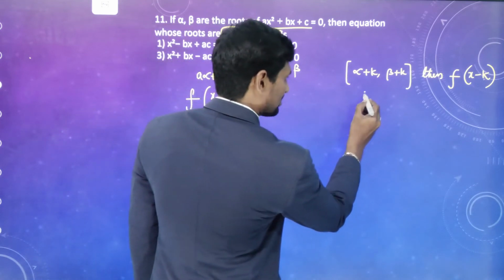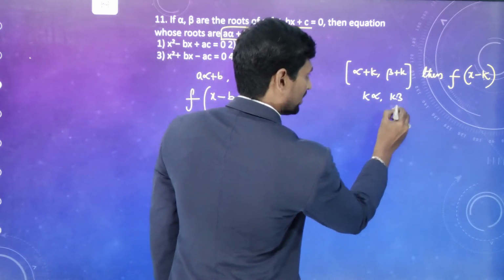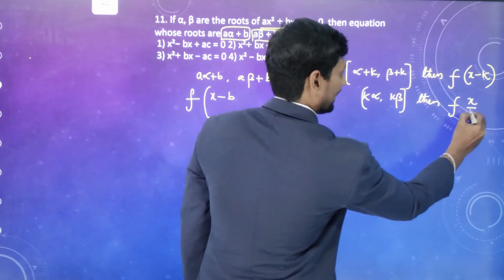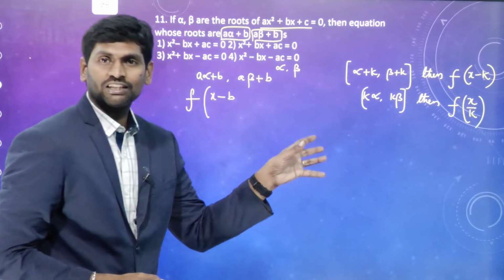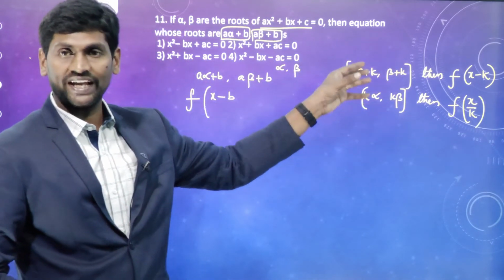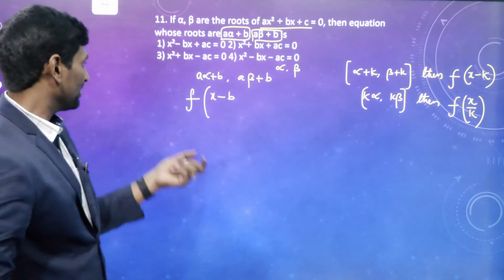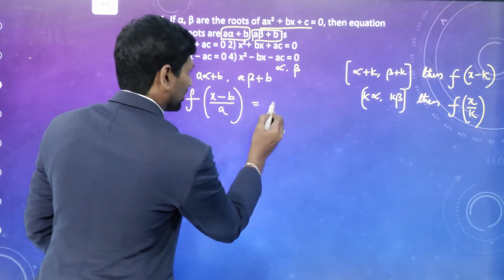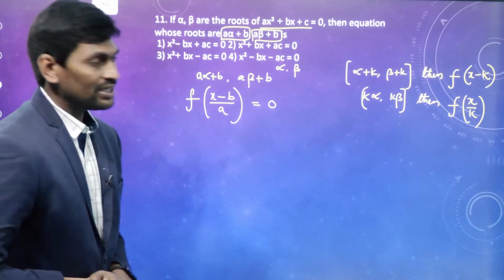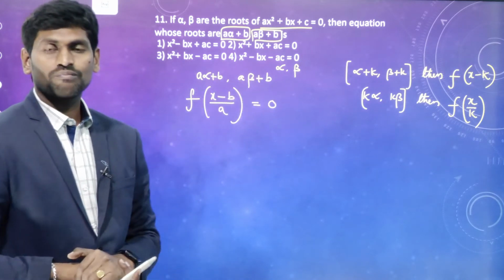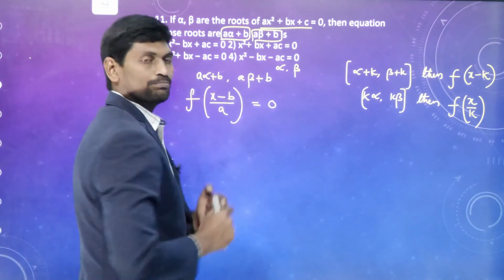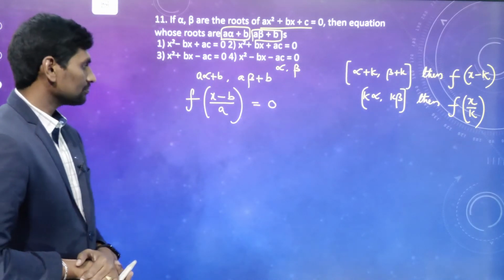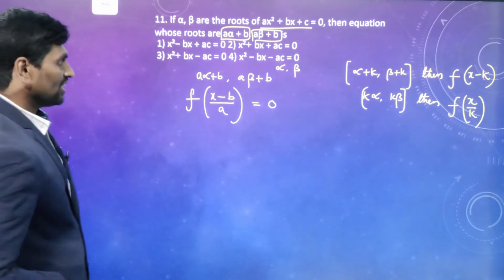A is multiplying means k into alpha, k into beta are roots of the equation f of x by k. That means when k is multiplied, we are taking in the form of denominator x by k divided by k. Same way here a is multiplied both sides. So our required quadratic equation is f of x minus b by a equals to 0, which are having the roots a alpha plus b and a beta plus b. Okay, right.